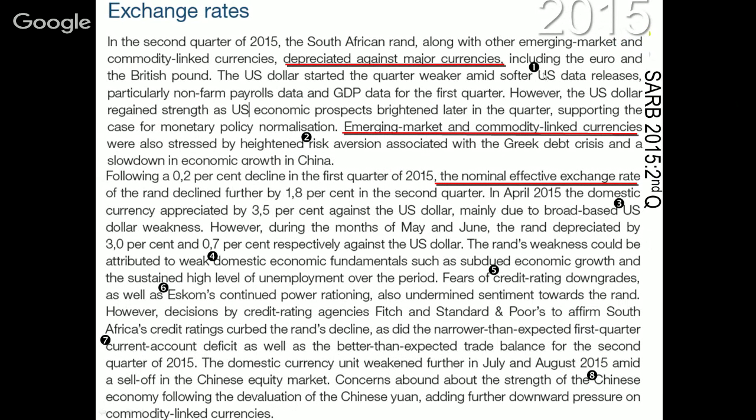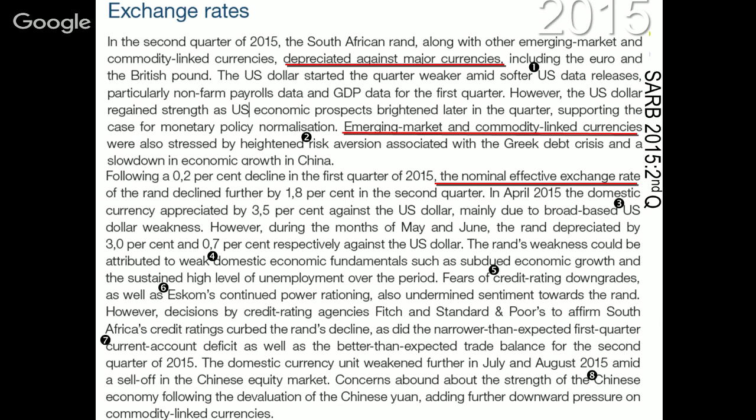Okay. So what does it say for this year? This is where we're at. This was for the second quarter of 2015. They start off with that. The South African rand, along with other emerging market and commodity-linked currencies. Can you see what they tell us already just in that sentence? I mean, that's a good test question. Now I'm just talking to myself, I haven't set the test yet. Note to self, good question.